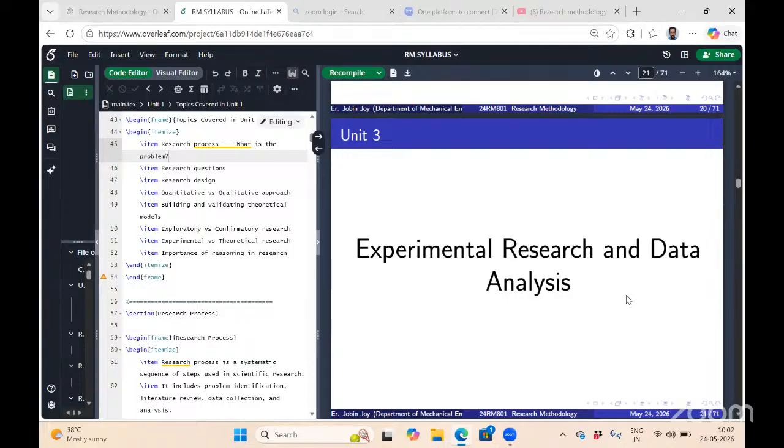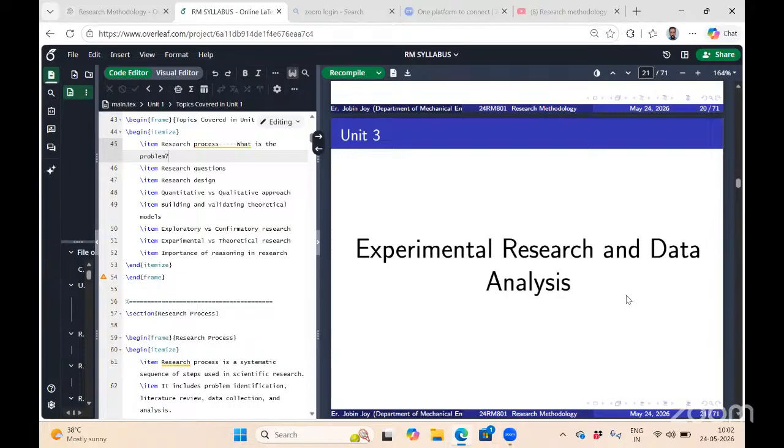How will you collect data? Experiment I have already explained. After completing the experiment, you will get the data, right? So this experiment is an example of collecting data. You can also collect data through interviews, observations, surveys, questionnaires. So there are different methods.